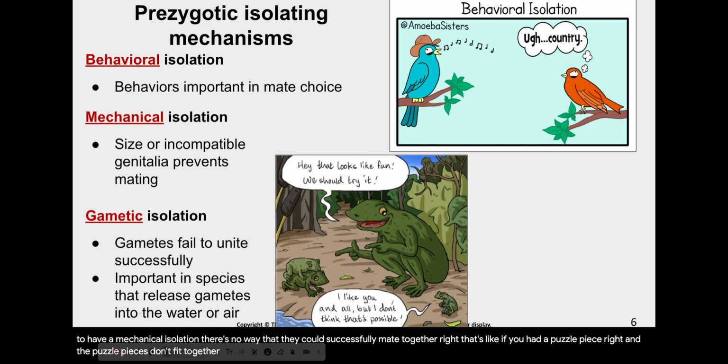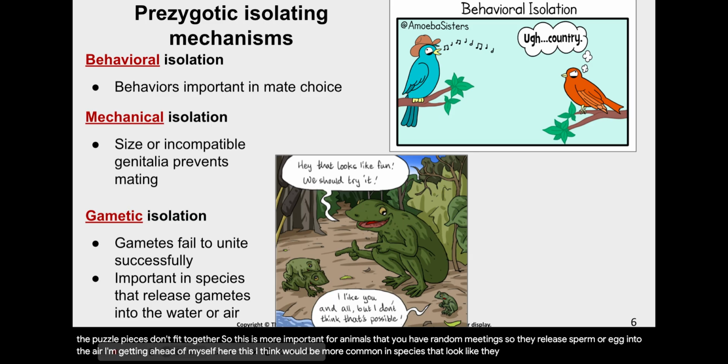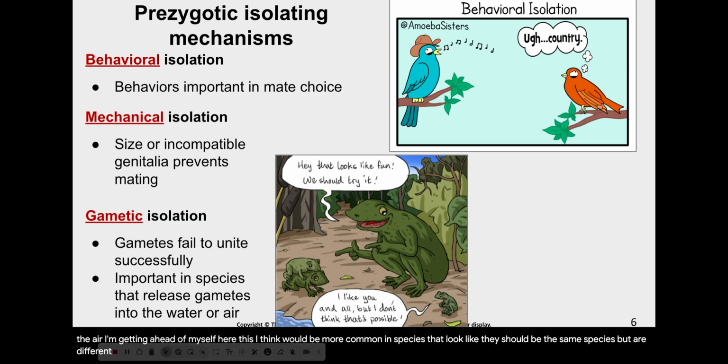This is more important for animals that tend to have random mating, so they release sperm or eggs into the air. The gametes, I'm getting ahead of myself here. I think this would be more common in species that look like they should be the same species but are different. So with these frog species, one is big, one is small. It's probably that size difference, that mechanical isolation, that inability to breed that led to them being separate species, even though they're both frogs.